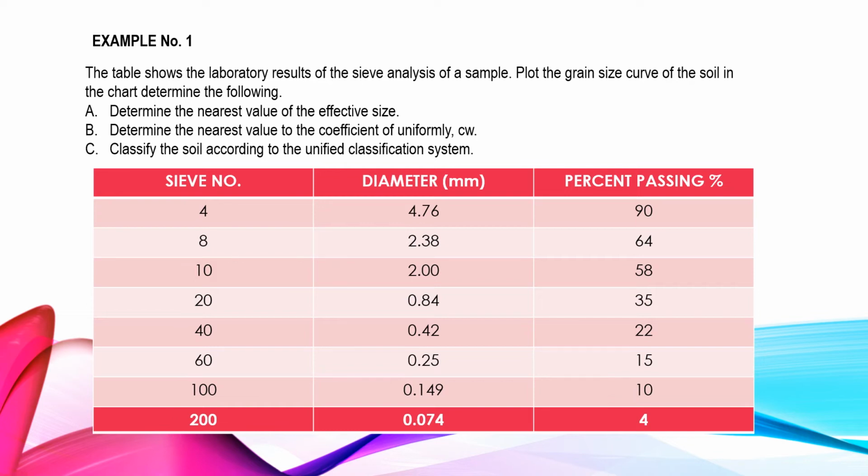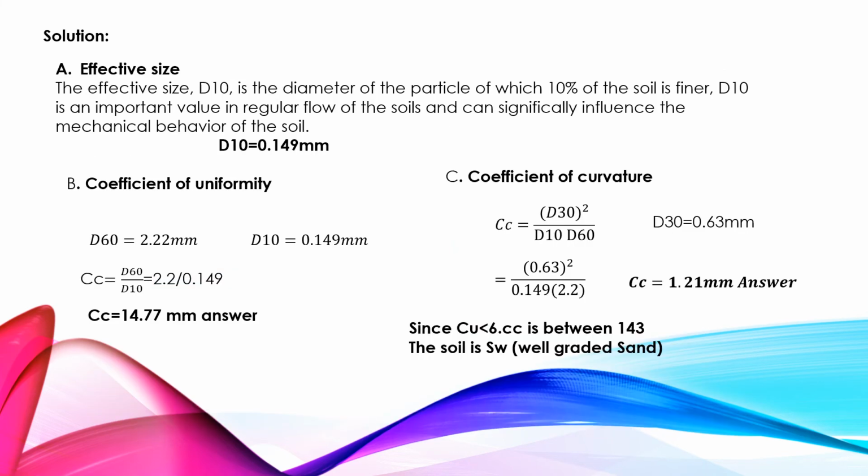The table shows the laboratory results of the sieve analysis of a sample. Plot the grain size curve of the soil in the chart. Determine the following. A. Determine the nearest value of the effective size. B. Determine the nearest value of the coefficient of uniformity. C. Classify the soil according to the Unified Classification System. Solution. Letter A. Effective size.